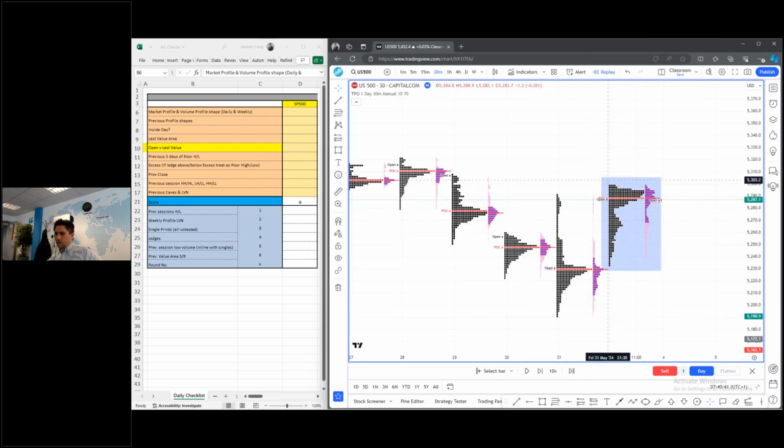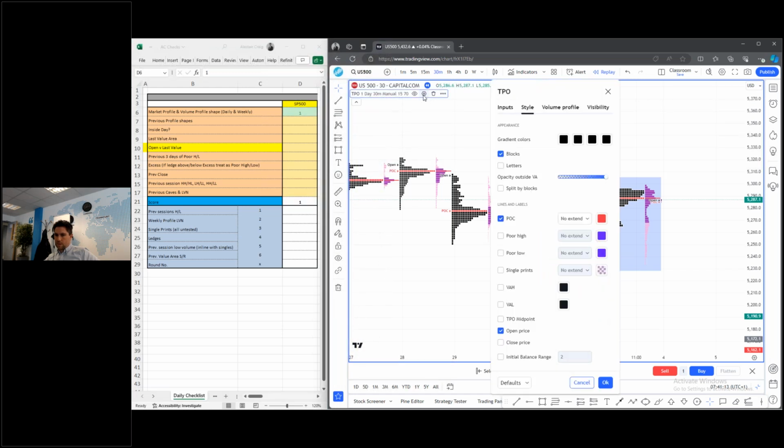So that P shape suggests positivity, that suggests buying pressure, that implies we're accepting higher prices and therefore we're likely to continue going to explore some higher prices. Now, I've given my checklist numerical values. I put a 1 if it's a buy signal, -1 if it's a sell signal, and a 0 if it's neutral, it's not giving me anything. So for this instance, on the daily profile at least, we have a buy signal.